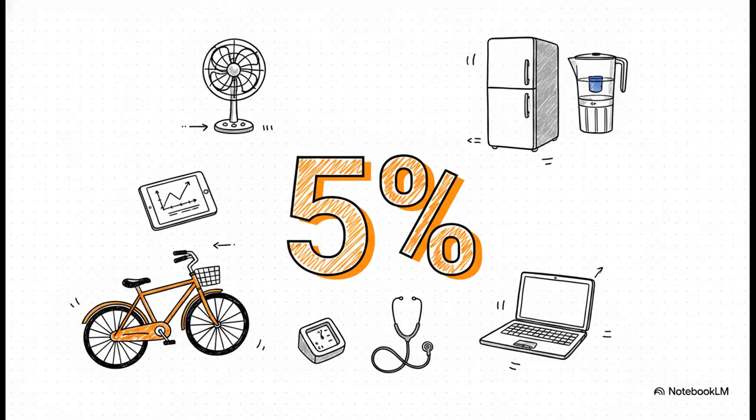Stepping up to 5%, this tier is absolutely crucial for preserving affordability. The point here is that certain engineered products are essential for just participating in modern life. This slab covers basic household goods like your standard fans, entry-level refrigerators, water purifiers. It also captures educational tablets, bicycles, and essential medical devices. Keeping these at 5% ensures that healthcare, education, and basic utilities remain widely accessible across all income levels.